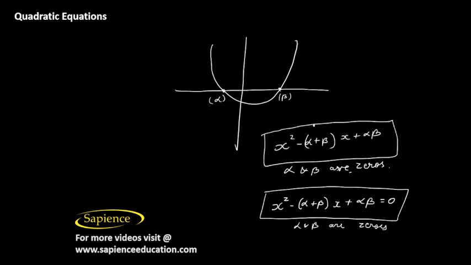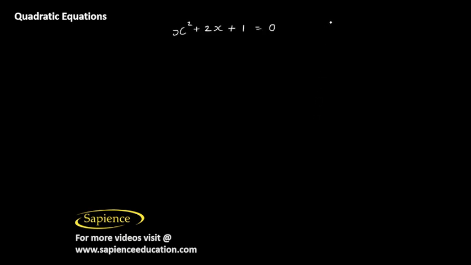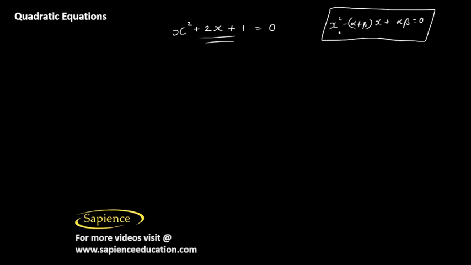Let us consider this equation: x square plus 2x plus 1 equal to 0. And the general formula of a quadratic equation we just saw as x square minus (alpha plus beta) into x plus alpha beta equal to 0. In order to solve this equation, we need to find the values of alpha and beta. So by comparing, we can say minus (alpha plus beta) equal to 2, or we can say alpha plus beta must be equal to minus 2, and alpha beta is equal to 1.